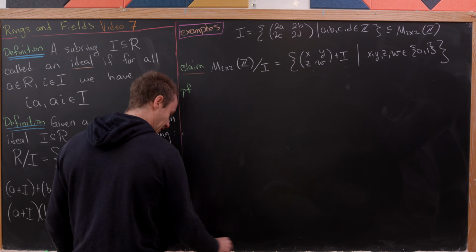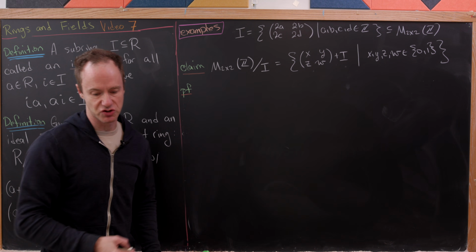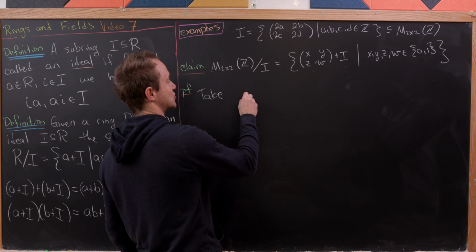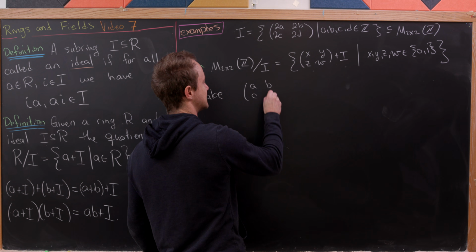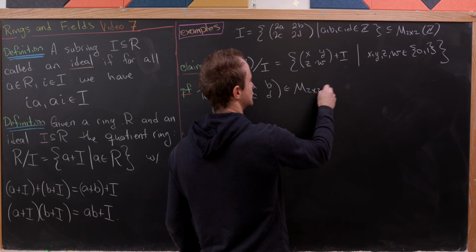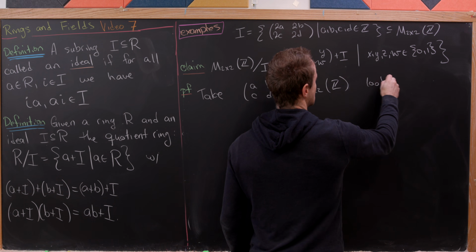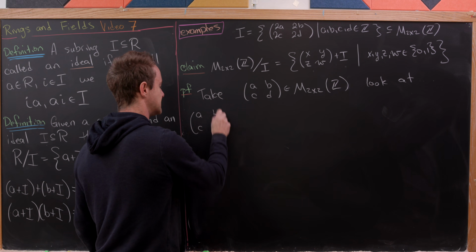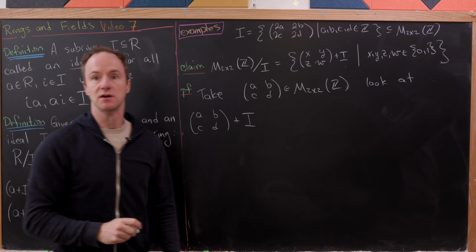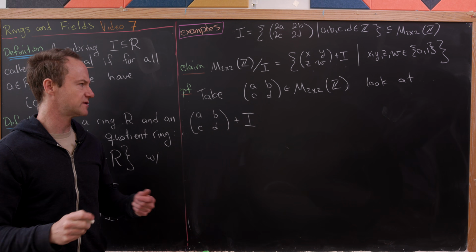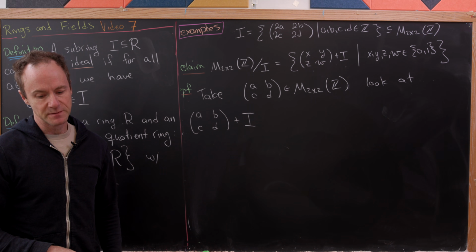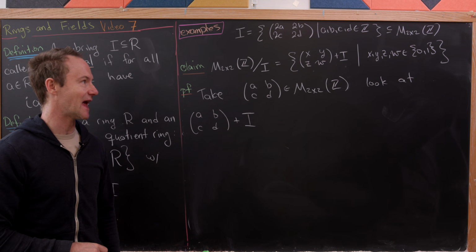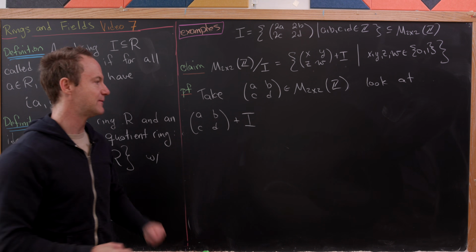Okay, so let's see how the proof of this will go, although it's pretty straightforward. Let's take a matrix, which we'll call [A, B; C, D], inside of M2x2(Z), and then we'll look at its coset. So we've got [A, B; C, D] plus I. That's the coset connected to this matrix. So now what I'm going to do is perform division of A, B, C, and D by 2, and we'll keep the remainder.